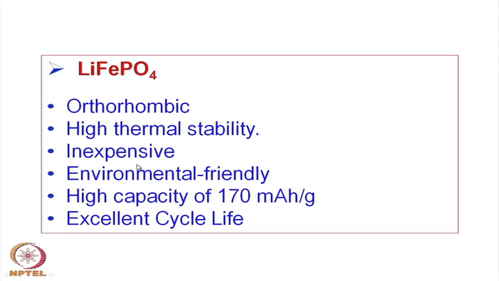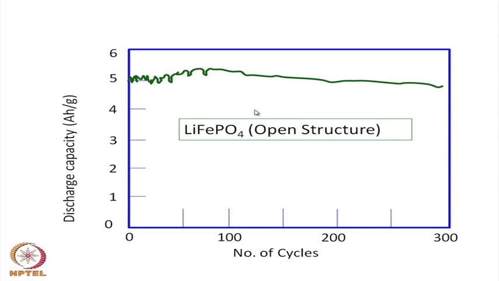So, this is another compound in a different crystal structure, having different structural characteristics. This is also a good material, and the typical discharge cyclability curve is like this. Here you can see up to 300 cycles it remains more or less constant. So, in that sense lithium iron phosphate, LiFePO4, is one of the most promising materials so far as an alternative to cobalt oxide.